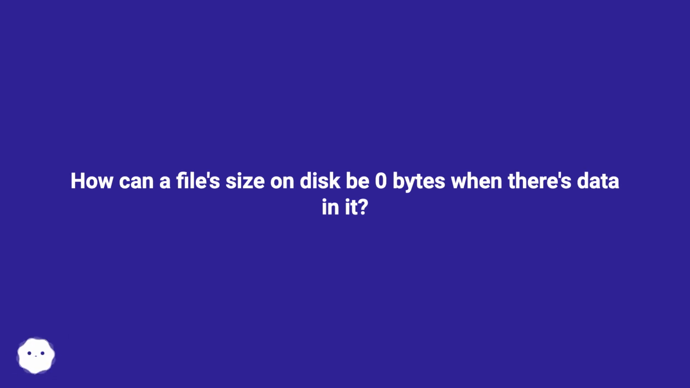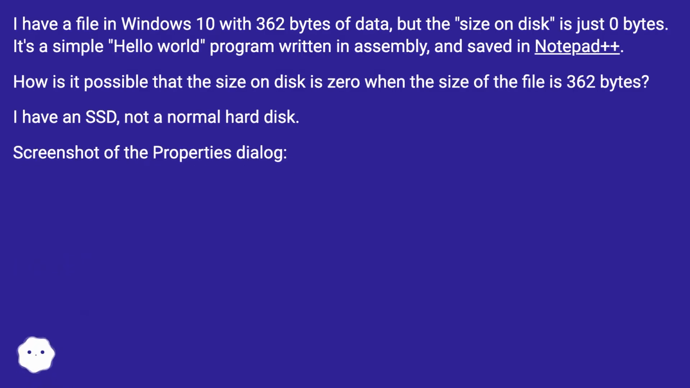How can a file size on disk be 0 bytes when there's data in it? I have a file in Windows 10 with 362 bytes of data, but the size on disk is just 0 bytes. It's a simple Hello World program written in assembly and saved in Notepad++. How is it possible that the size on disk is 0 when the size of the file is 362 bytes?